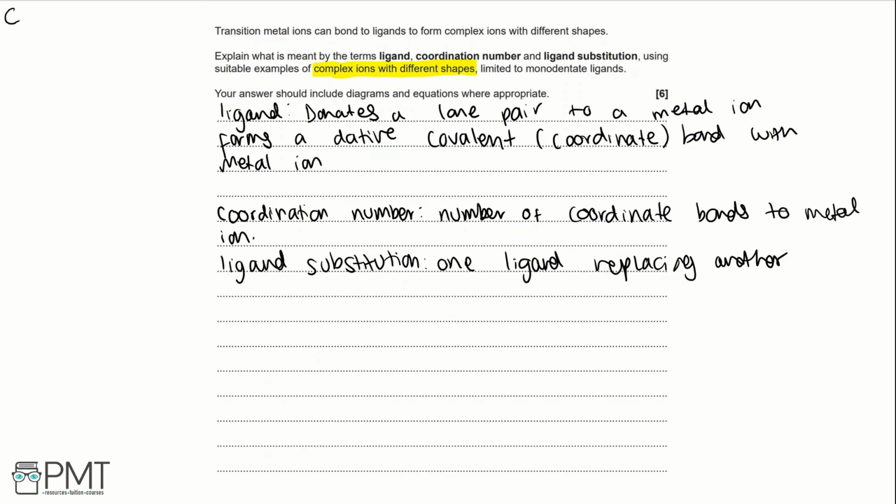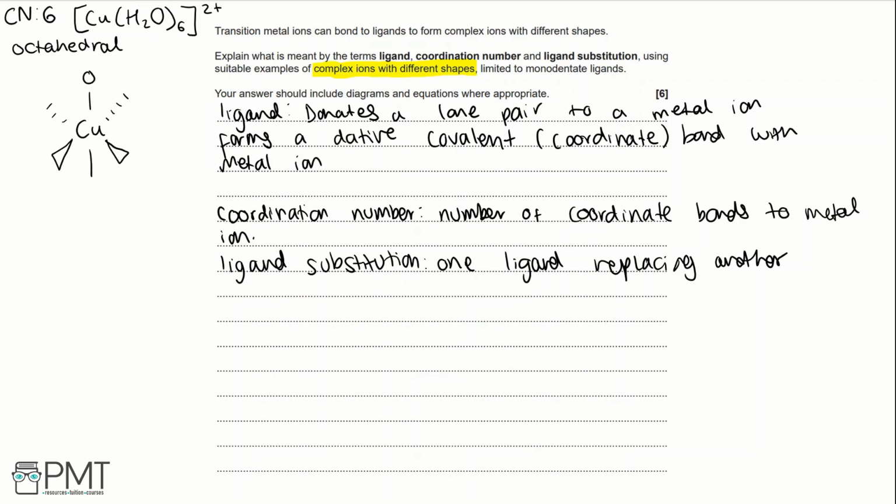So if we start by looking at complex ions with a coordination number of 6, an example is hexaaqua copper(II), so [Cu(H2O)6]2+. This is going to be octahedral if it's got a coordination number of 6. And we can show this in a 3D diagram where we have our central copper and then our octahedral arrangement shown using dashed and solid wedges.